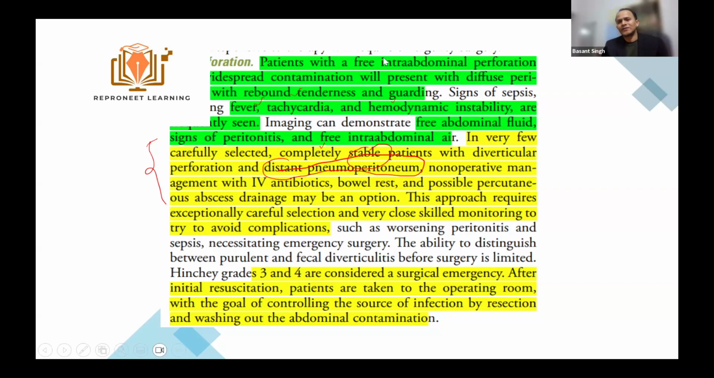So whenever we have this question, look at the information that the clinician is giving you. Generalized tenderness, unstable patient, high-grade fever, it becomes an indication for surgery. But if free air was not there, then it is a straightforward question. You just drain the abscess, give antibiotics, and do a colectomy later on. The confusion has come because they have given free air as one of your options.